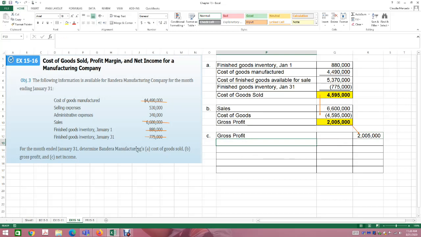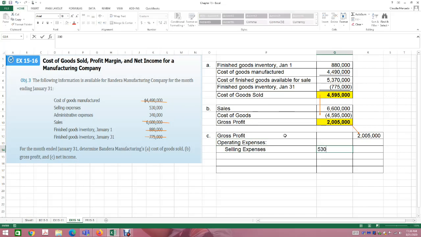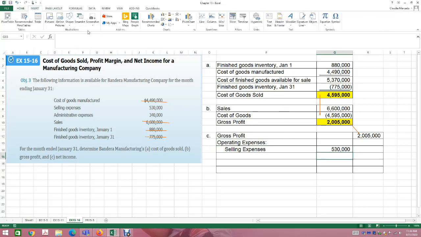Now, I have some selling expenses and some administrative expenses that we have to pay. So that gross profit has to cover those additional selling and admin expenses. So we have our operating expenses. The first expense we have is our selling expenses. My selling expenses are $530,000. Let me go ahead and mark that.